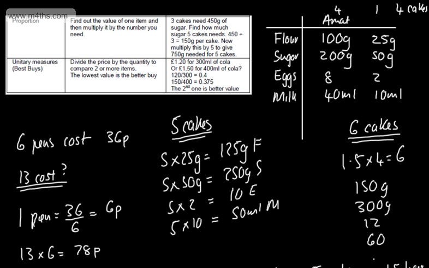Right, let's move on to unitary measures or best buys. These are now when we're in a supermarket, and nowadays it's pretty much done for you, but we're looking at the cheapest unit price. So we're looking at unit price. We do this by considering the price divided by the quantity, and we want the lowest. This tells me what each item is.